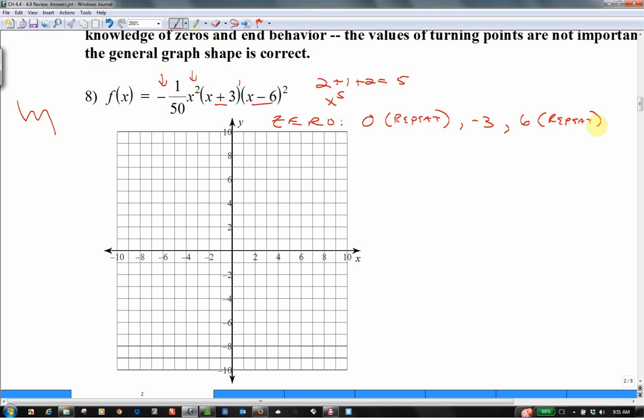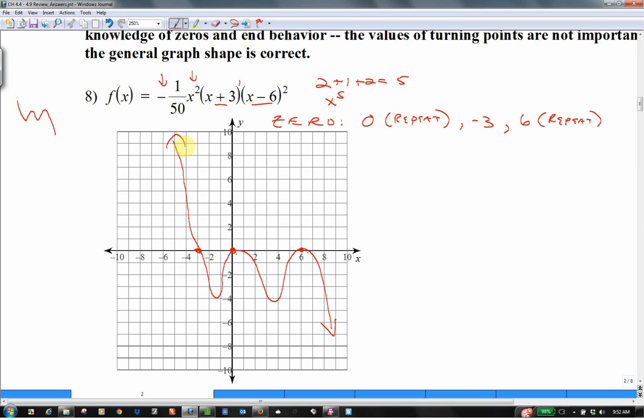So let's go ahead and add the zeros. I have one here at 0. I have one at -3. And I have one at 6. Now I'm going to put a little dot here for the repeated roots so that we can remember those. Those 2 are repeated. So I'm going to come down from the top. I'm going to pass through the 0 at -3. I'm going to touch the 0 at 0. And that's going to be similar to the shape.